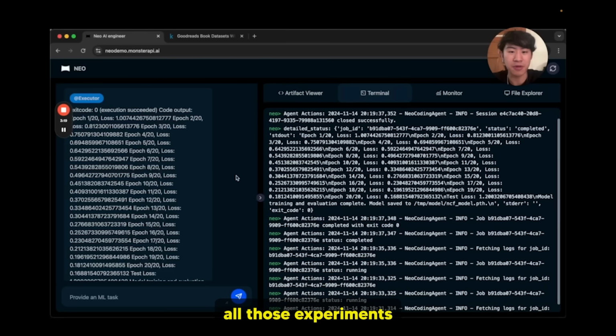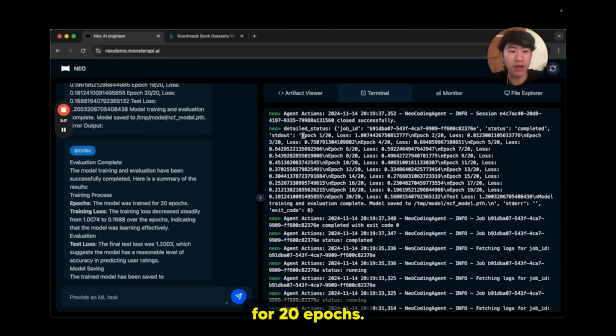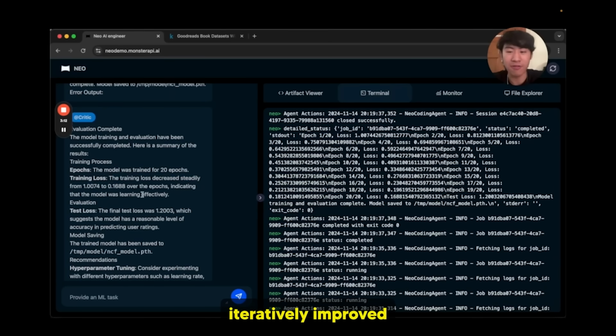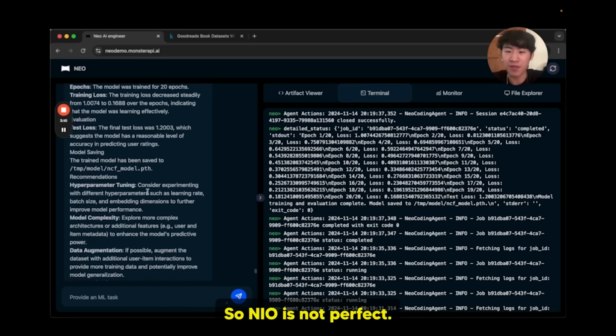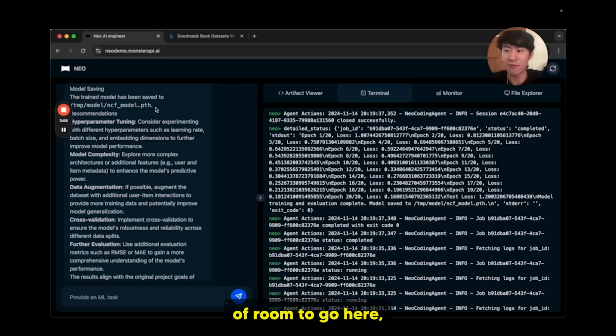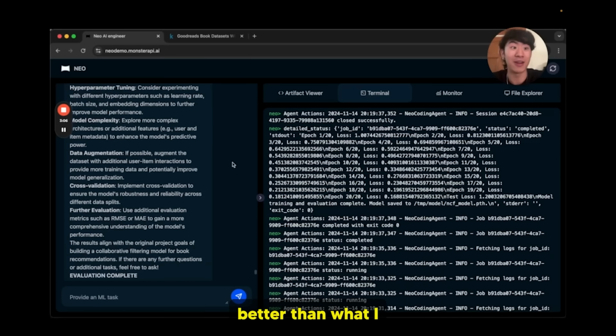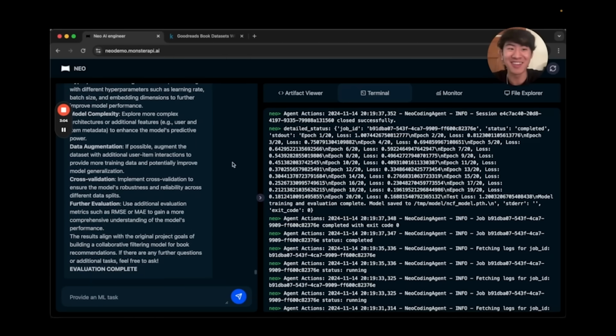So it ran all those experiments, seemed to pick a favorite, and it ran it for 20 epochs. And as we see by the training loss, it actually iteratively improved a good amount. So Neo is not perfect. There's still a lot of room to go here, but this is a lot better than what I could do for sure. So thanks, Neo.